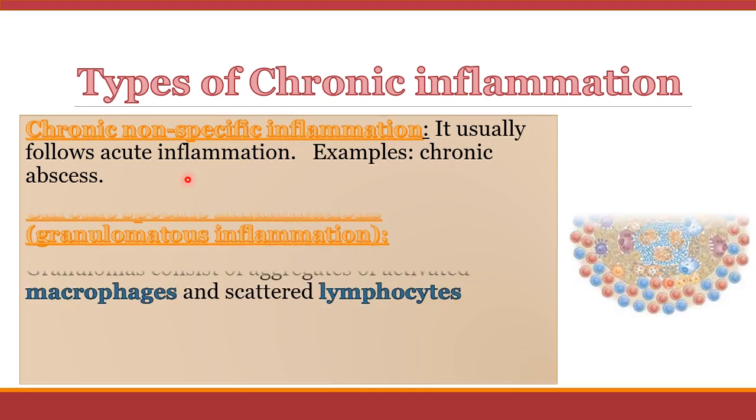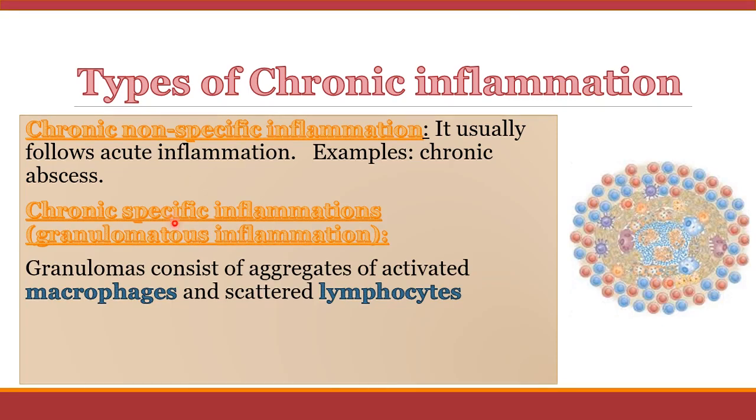The other type of chronic specific inflammation is called the granulomatous inflammation. As we said, this is a specific type. It's not happening with the usual cases of chronic inflammation. It's unique to certain causes and certain organisms. And in this type of inflammation, there is a formation of a structure called granuloma. Granuloma is a term to describe the lesion that is formed in this inflammation.